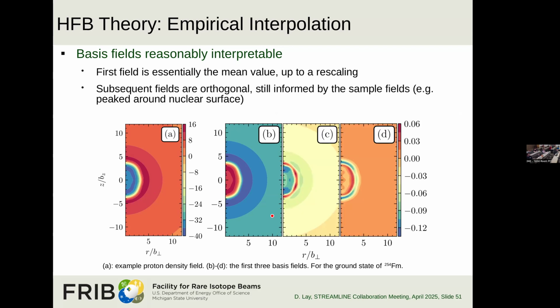Okay. Then the next few basis fields, they're surface peaked. They're all still localized around where the nucleus is. They just contribute much less to the basis expansion. So you can see pretty clearly what's happening. As an example, because the nucleus is always compact in this region here, you'll never see a basis field that's non-zero far out here.